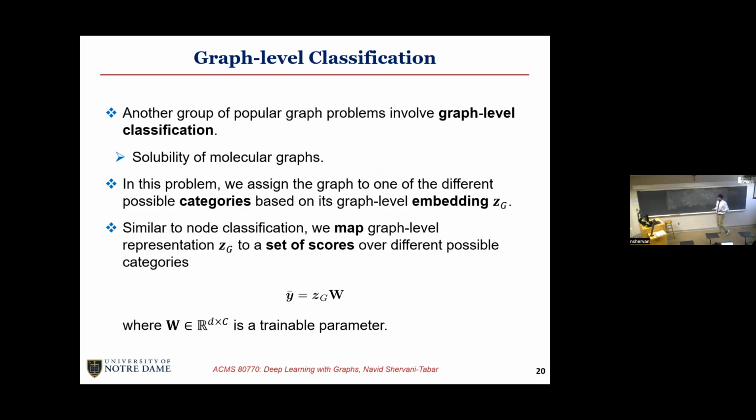You can think about it as an additional layer at the end of our network, which is mapping the ZG, the graph level feature representation, into a vector of scores. And let's say that we have C different types of categories. For the toxicity problem, it is two classes. So it is of dimension D times C, which is mapping a D-dimensional representation into a C-dimensional vector.